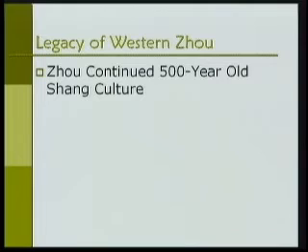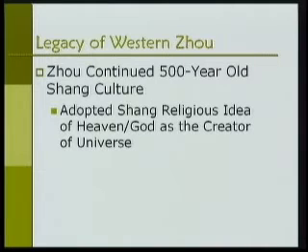King Li. The Zhou Dynasty, in fact, continued the Shang Dynasty. The 500 year old Shang culture merged into the Zhou culture and continued on and further developed. So the significance of the Zhou dynasty is that it continued the Shang rule of 500 years. It did adopt Shang religious ideas like heaven, the son of heaven, or God, and that heaven or God being the creator of the universe. It adopted the religious ideas from the Shang dynasty, as it happened in so many other cultures.